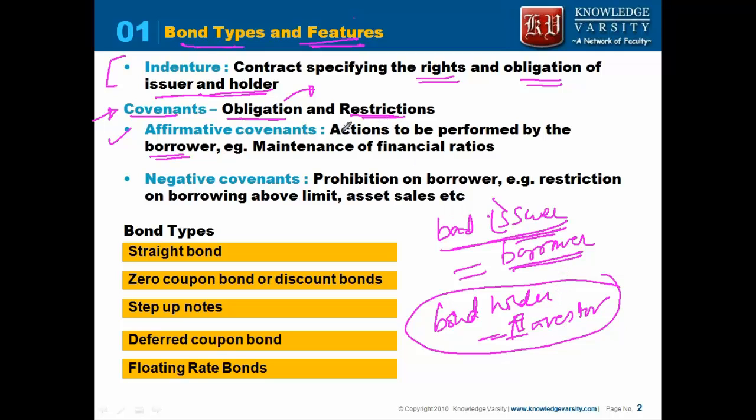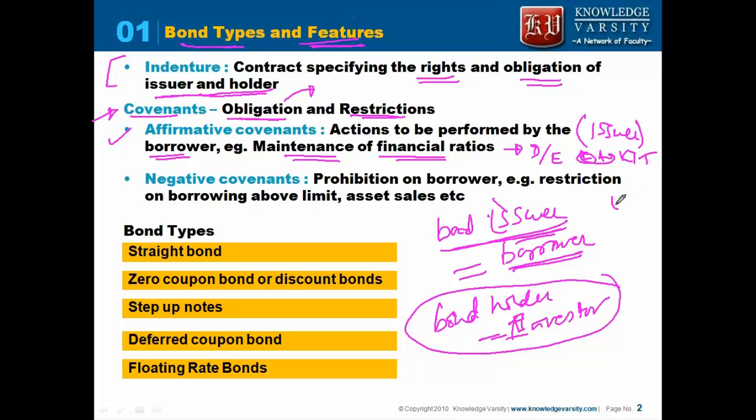Here, in the affirmative covenant, the borrower says that he will perform these actions. For example, he will say that I will maintain some financial resources, or I will ensure that my debt will not be very high, so I will maintain the debt equity, let's say between 1 to 1.5, or less than 1.5.